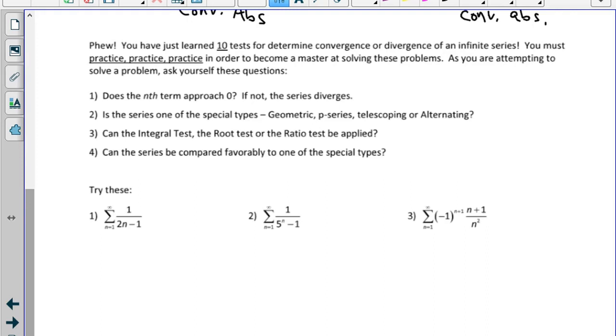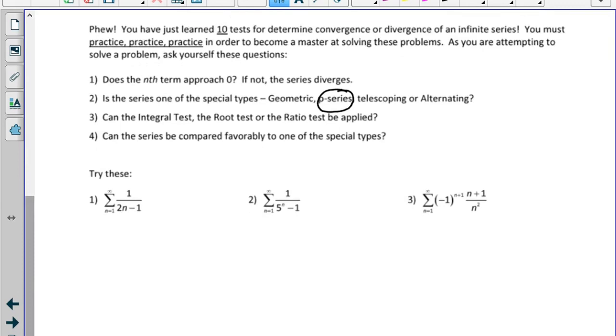Can the integral, root, or ratio test be applied? If it's something that's really easy to do as an integral, and it's not a p-series, or you have the root test or the ratio test, then that might be good to apply. Can the series be compared favorably to one of the special types? So, for example, can you compare something to a p-series and use the direct comparison test or the limit comparison test? Those might be good ideas. All right, pause the video, try these 3 problems. I'll put answers up shortly.